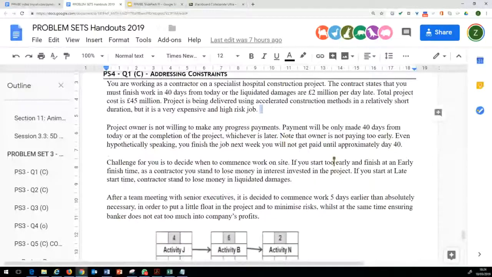So you can see at one end, the project budget is huge. You are investing quite a lot of money with a total project budget of £45 million, but there are no payments. The payments are released only on work completion. Payment will be only made 40 days from today or at the completion of the project, whichever is later. This is the term which has been agreed for the release of payment.